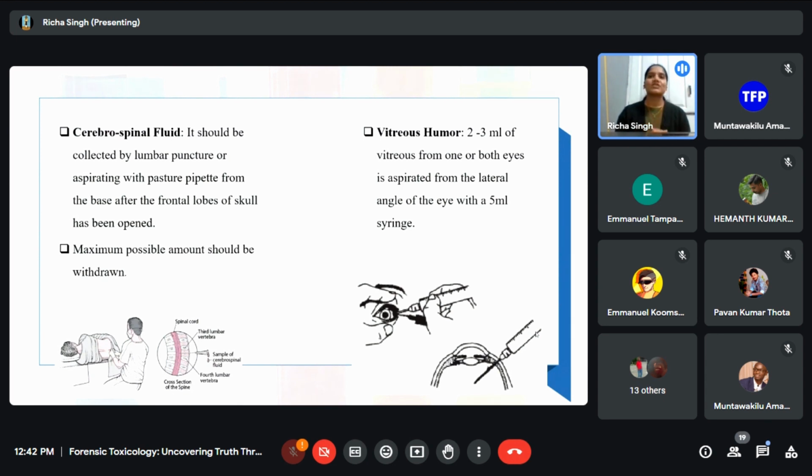Now, moving next, that is vitreous humor. We usually collect 2-3 ml of vitreous humor from one or both eyes, aspirated from the lateral angle of the eye with a 5 ml syringe.